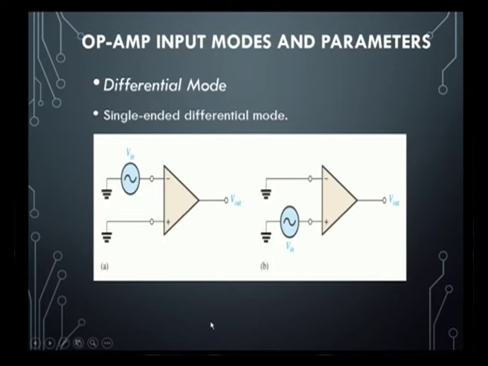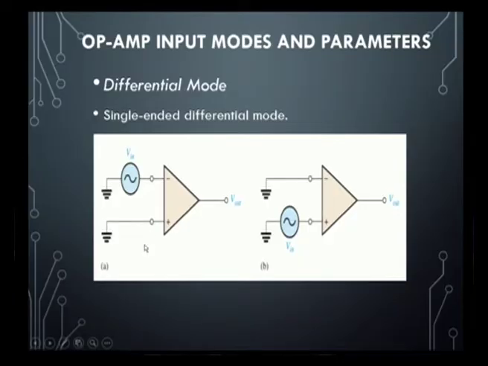Next we move on to op amp input modes. As already said, by different input modes we can eliminate the unwanted or noise signal from the input, so that we can get the desired output at the output terminal. One of the types that we are going to discuss is the differential mode. This is one of the op amp input modes.